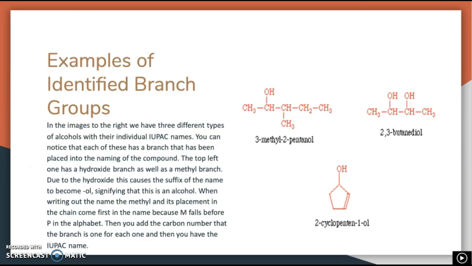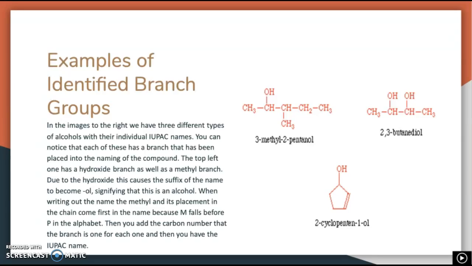Examples of identified branch groups. In the images to the right, we have 3 different types of alcohols with their individual IUPAC names. You can notice that each of these has a branch that has been placed into the naming of the compound. The top left one has a hydroxide branch as well as a methyl branch. Due to the hydroxide, this causes the suffix of the name to become OL, signifying that it is an alcohol.